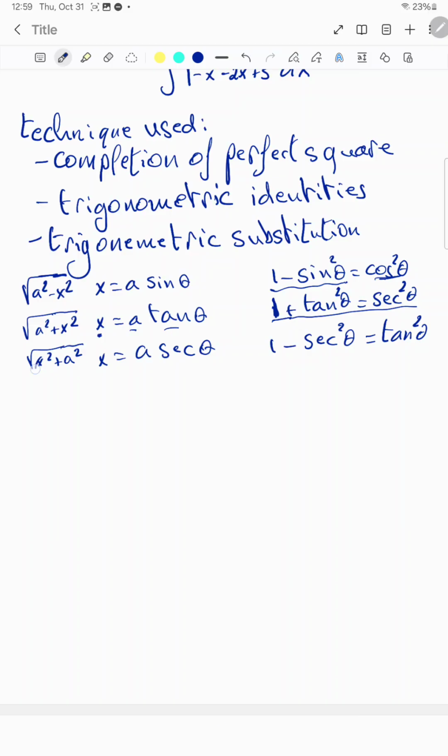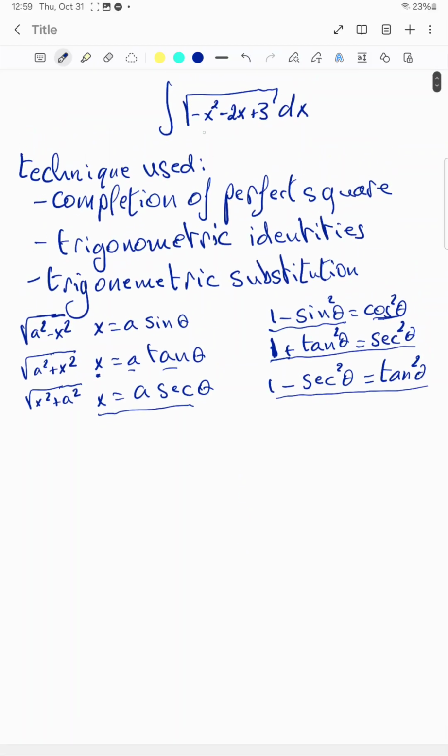And if I have the square root of x squared minus a squared, I will take x equal a sec of theta, and I will use the trigonometric identity formula sec squared of theta minus 1 is equal to tan squared of theta.